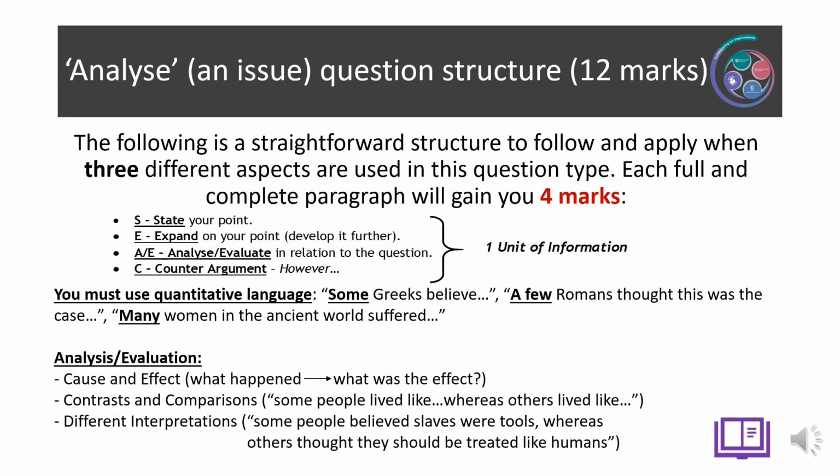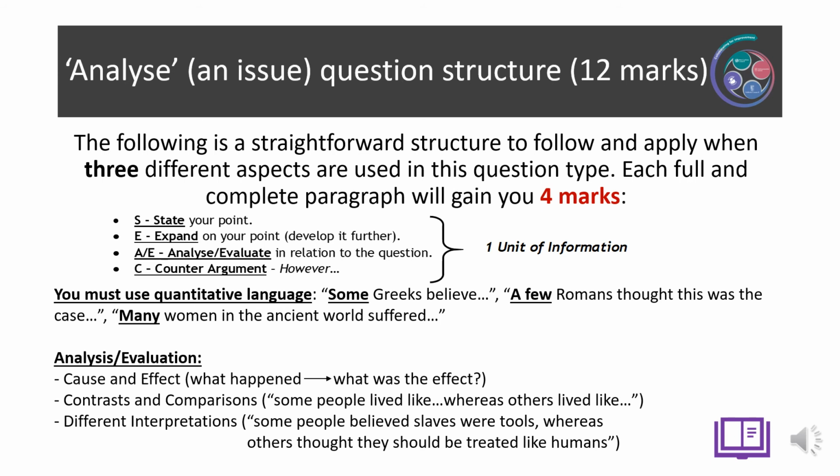You should state your point. You should then expand your point and develop it further. Now, these two components will be knowledge recall. Then, using your knowledge of the area, you will analyse what you have written, and then you will provide a counterpoint or counter argument. Now, it's important that you use quantitative language.